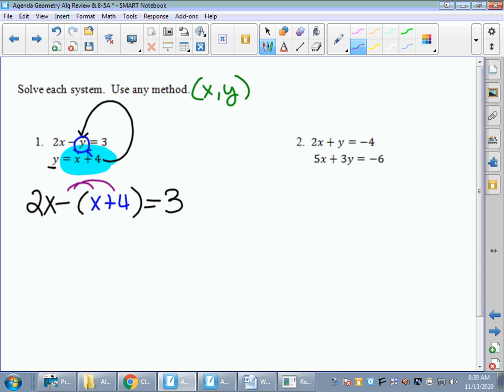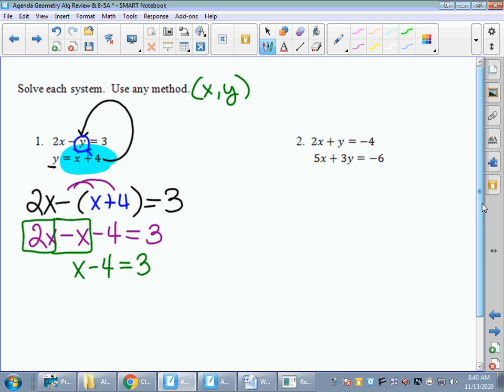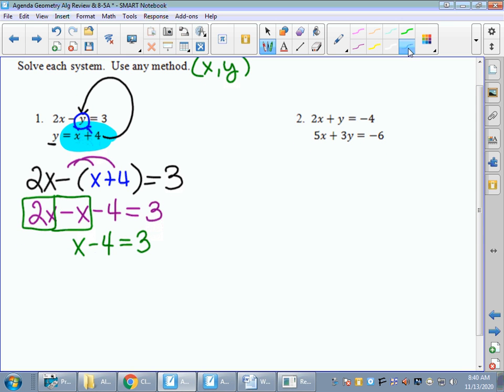So if I distribute that negative, I have 2x minus 4 equals 3. I've got a pair of like terms to combine. 2x minus x is x. 1x, right? Minus 4 equals 3. And then I'm going to do a quick add 4 to both sides. X equals 7. But I am not done because, remember, I need an ordered pair.